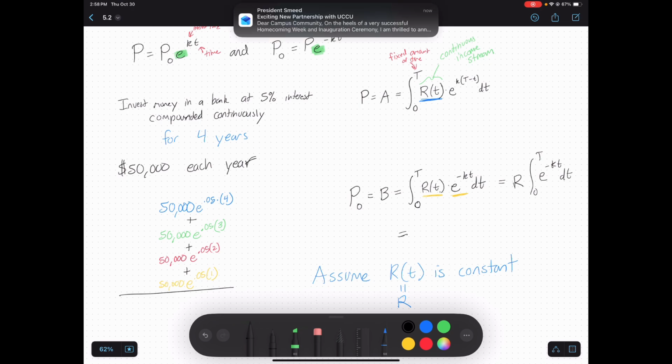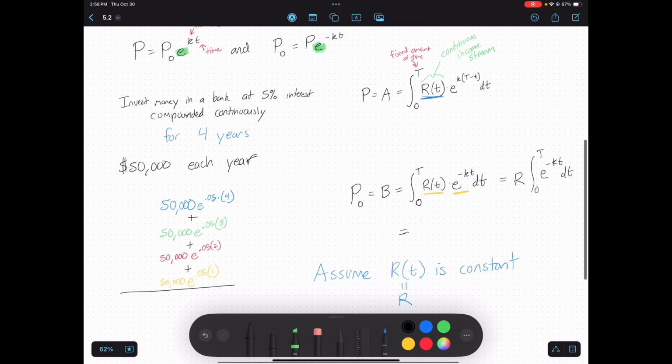So by assuming R is a constant, we can actually get a much simpler formula out of this. That doesn't actually require integration because the integration's already done for me. And the same thing is true with future value. If I assume that R is constant, I get a much simpler formula that doesn't require integration. Just to be clear, R is your continuous income stream, K is your interest rate, and T is your fixed amount of time.